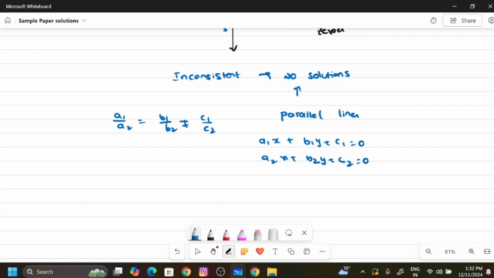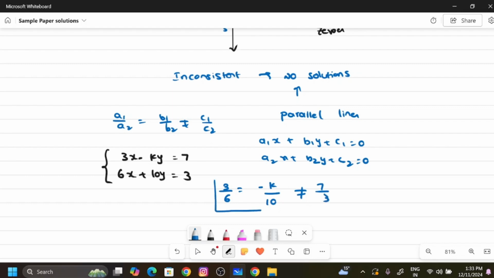Now compare the given equations. We have 3x minus ky is equal to 7 and 6x plus 10y is equal to 3. These are the given system of equations. Now write the condition a1 by a2. In this case a1 is equal to 3 and a2 is equal to 6. 3 by 6 is equal to b1 is minus k and b2 is 10, not equal to c1 by c2, 7 by 3. Now we need to find the value of k.